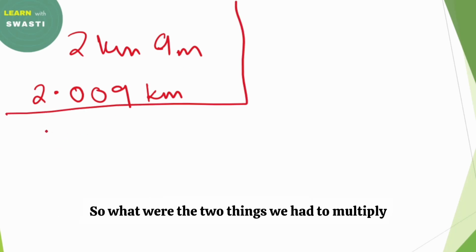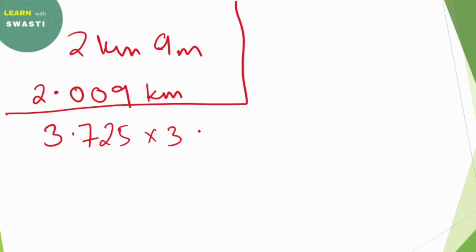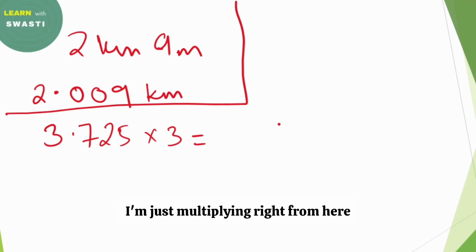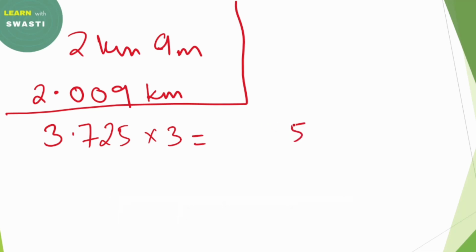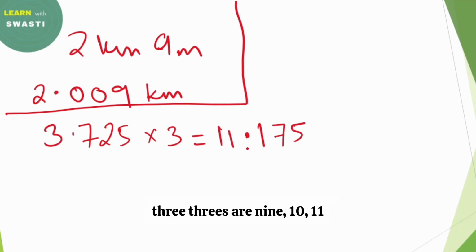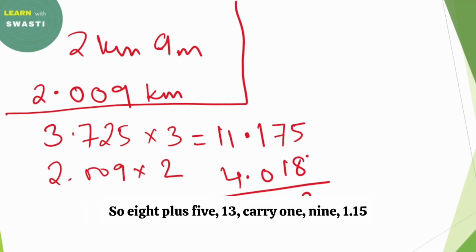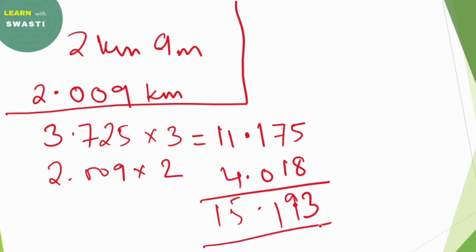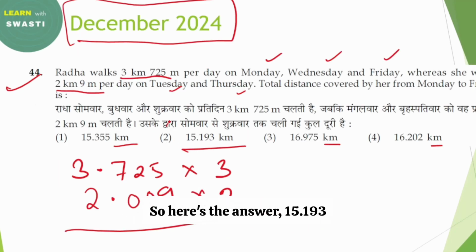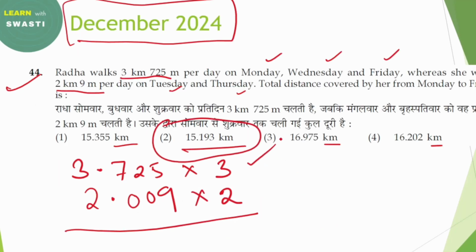So what were the two things we have to multiply? 3.725 into 3. I'm just multiplying right from here. 3 5s are 15. Carry 1, 3 2s are 6, 7, 3 7s are 21, carry 2, we'll put that point, 3 3s are 9, 10, 11, so 11.175. And 2.009 into 2, so this is 18, 0 and 4, so 8 plus 5, 13, carry 1, 9, 1.15, so 15.193. Let's see the answer, so here's the answer, 15.193. This is how you get the answer.